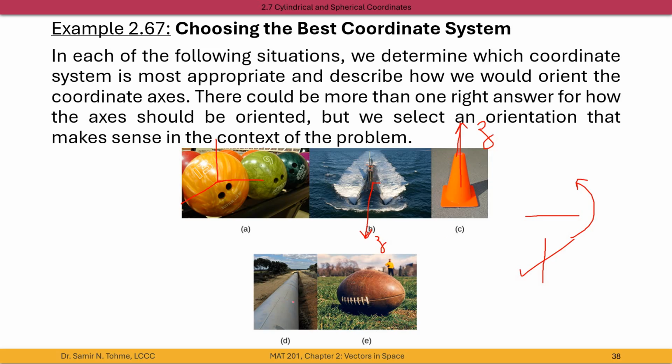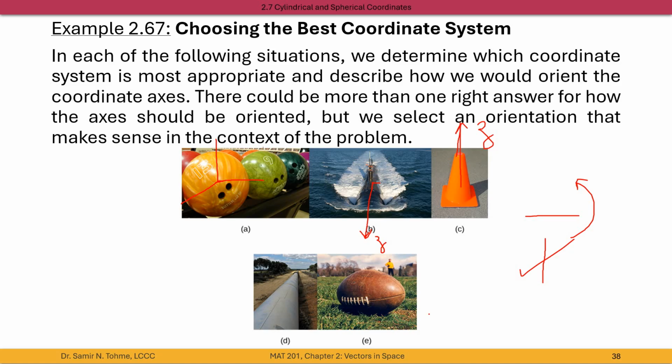For the long pipe, this is obvious since this is a cylindrical system. The best system could be cylindrical coordinates, and the same thing applies for the submarine. Part B and part D are similar to each other.